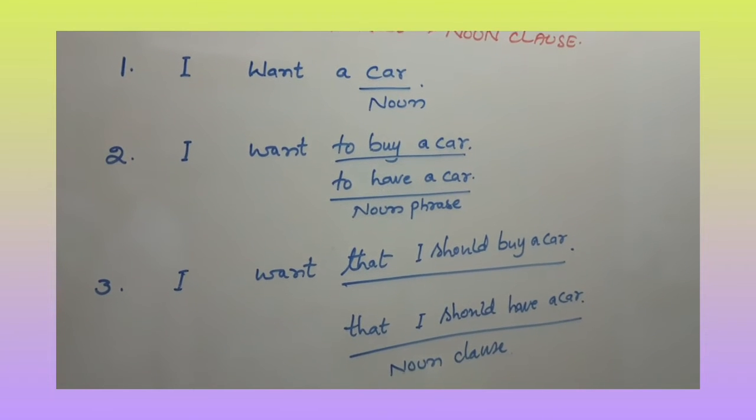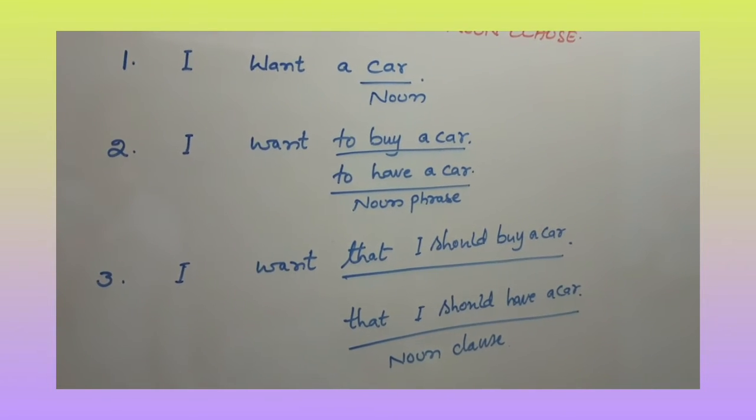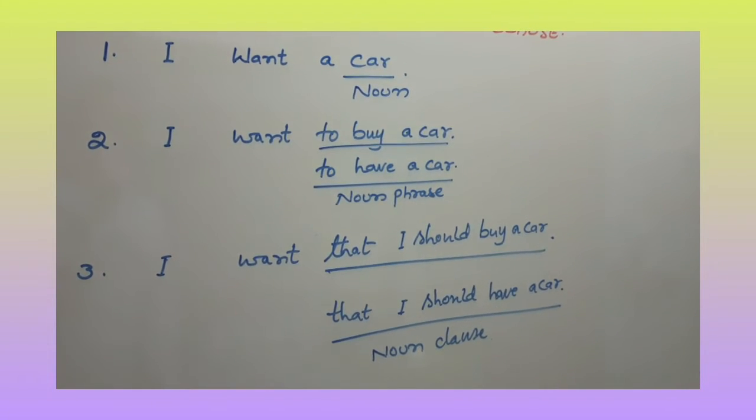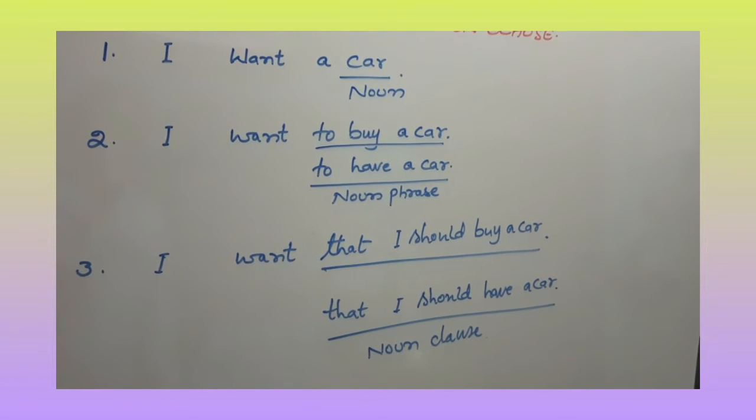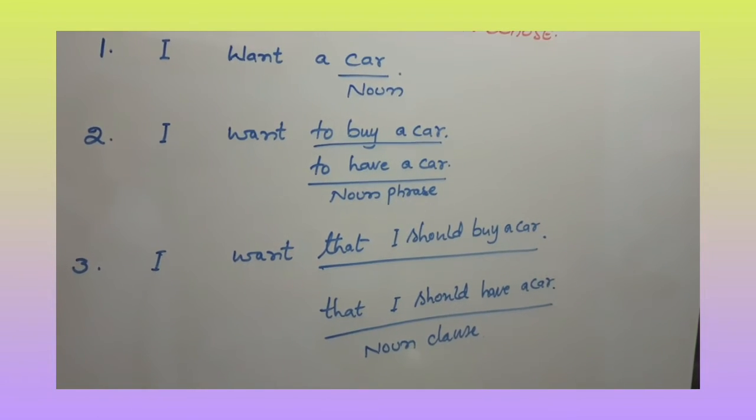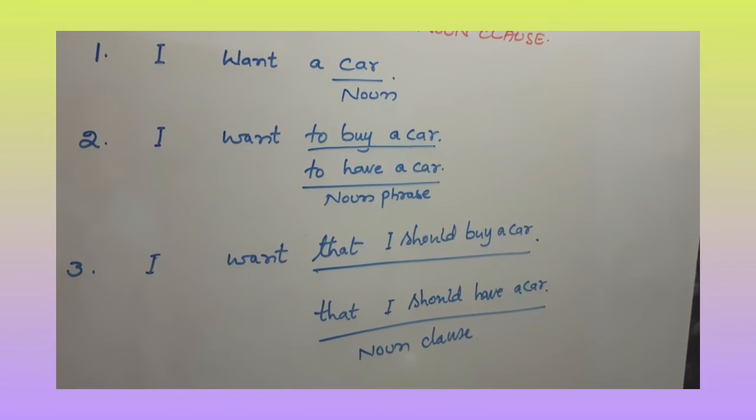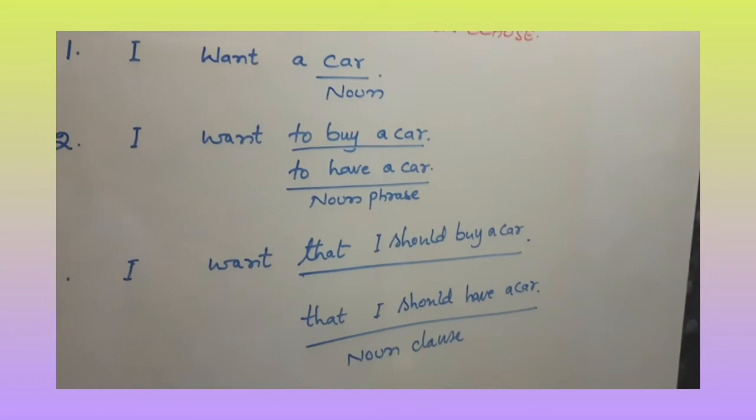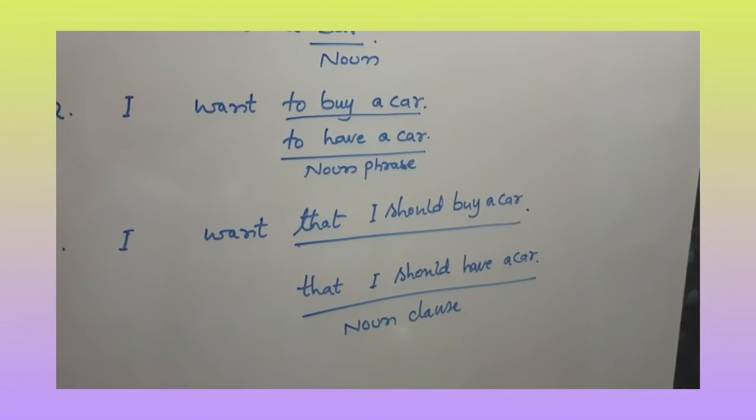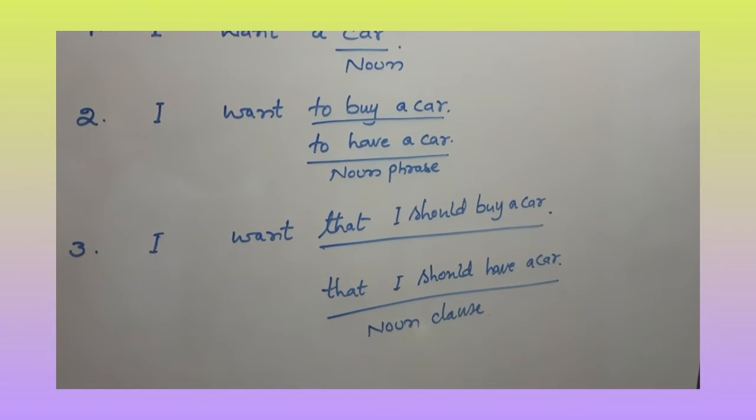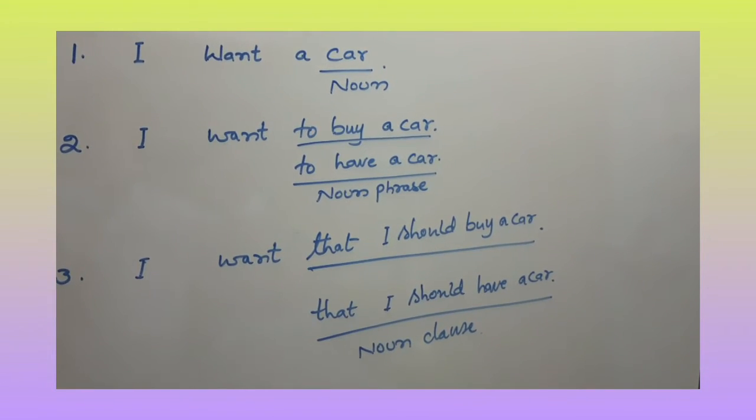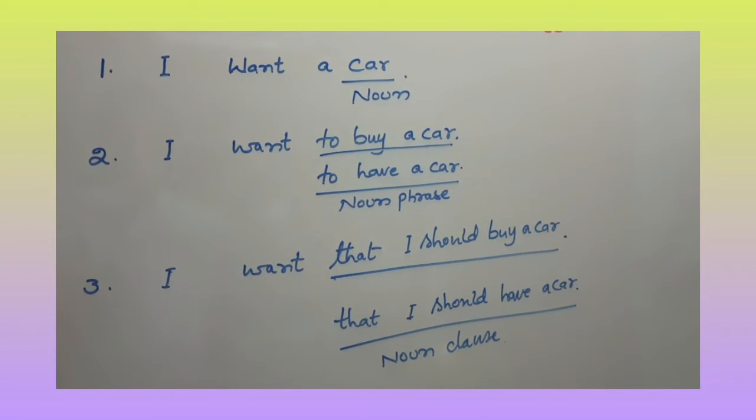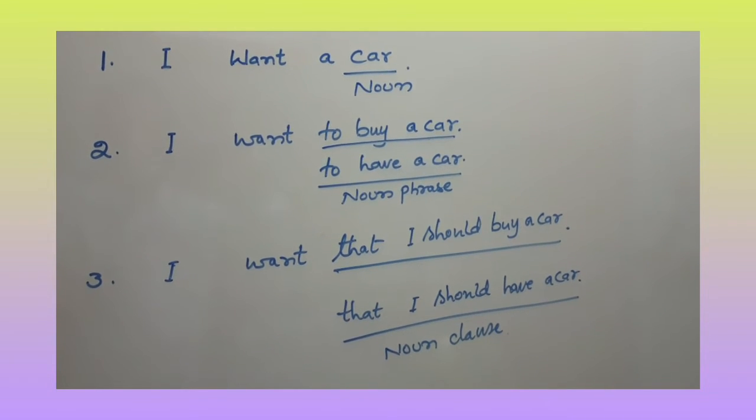Third one, I want that I should buy a car, or I want that I should have a car. So these two are noun clauses. That I should buy a car, that I should have a car are in the place of the object. So this is the way a noun can be converted into a noun phrase and a noun clause.